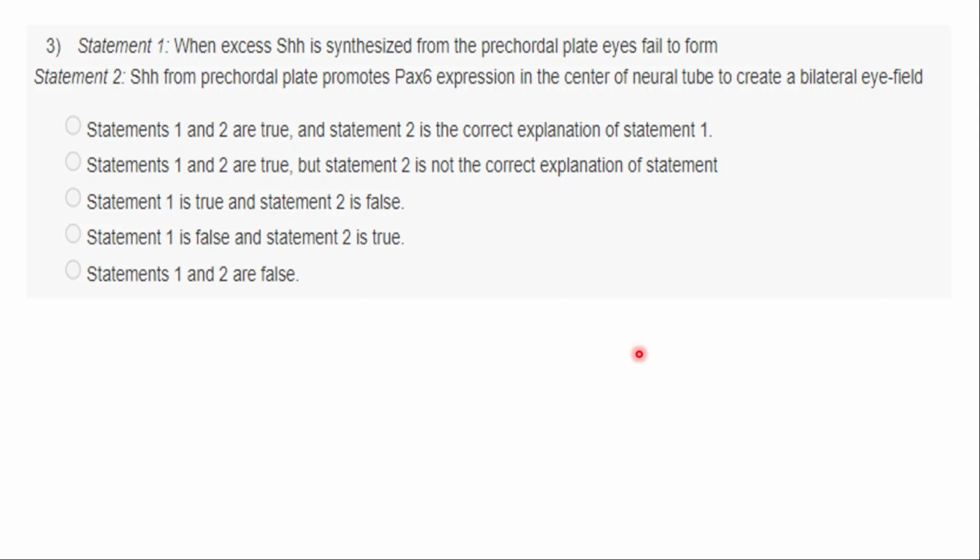Option A, statements 1 and 2 are true and statement 2 is the correct explanation of statement 1. Option B, statements 1 and 2 are true but statement 2 is not the correct explanation of statement 1. Option C, statement 1 is true, statement 2 is false. Option D, statement 1 is false, statement 2 is true. Option E, statements 1 and 2 are false.